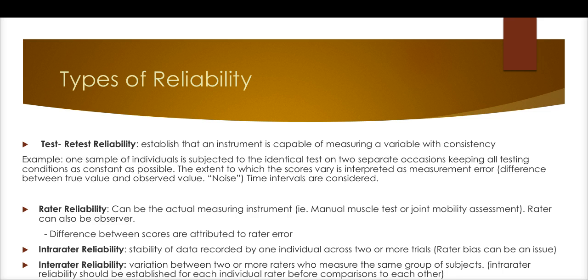Now let's just make a simple note of the difference again between intra and inter. Intra is simply looking at one assessor over multiple trials, while inter is looking at two or more raters over the same trial. And it's important to note that before we can establish inter-rater reliability, we need to know that there is intra-rater reliability. So each rater should have been assessed individually before we would make comparisons between the two. We wouldn't just go straight to inter-rater reliability.